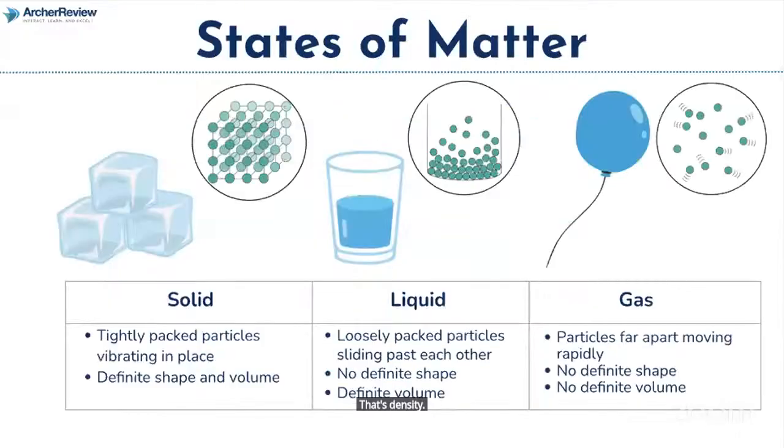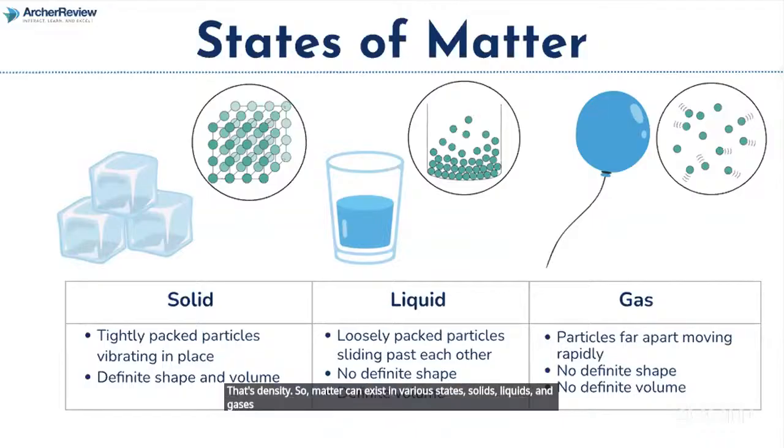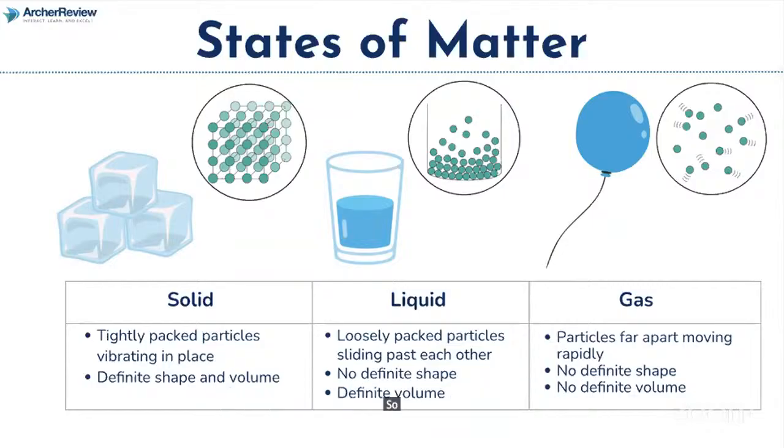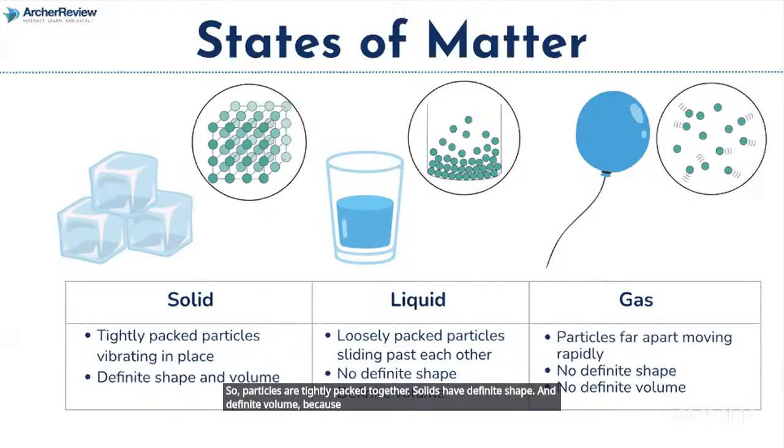That's density. So matter can exist in various states: solids, liquids, and gases. Solids, on the atomic level, the particles are really tightly packed together and they have energy. So they do vibrate in place, but they're not crazy bouncing off the walls. It's a solid. So particles are tightly packed together. Solids have definite shape and definite volume because these particles are tightly packed together. Both shape and volume are definite.